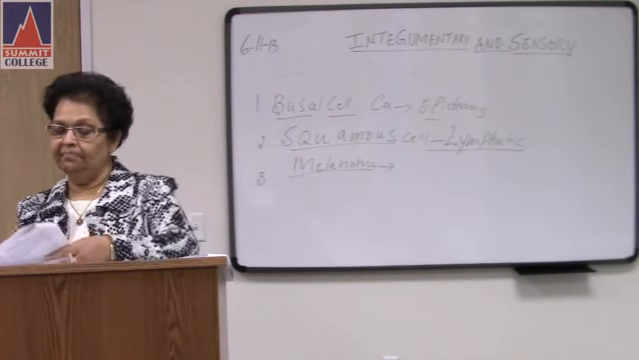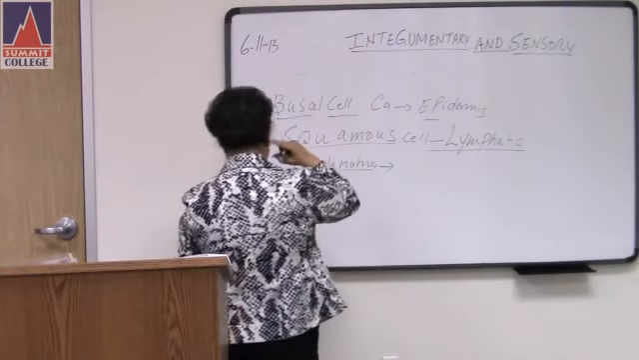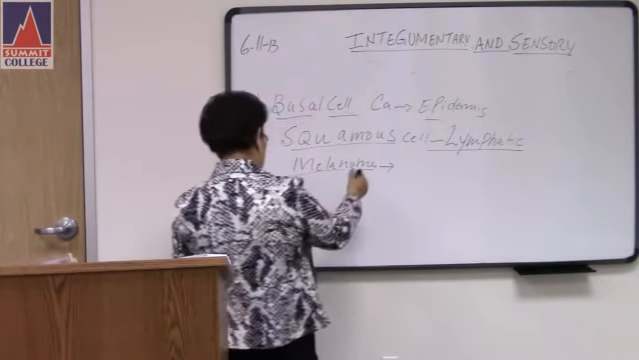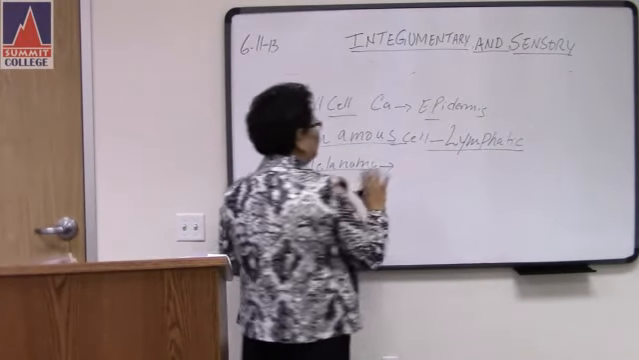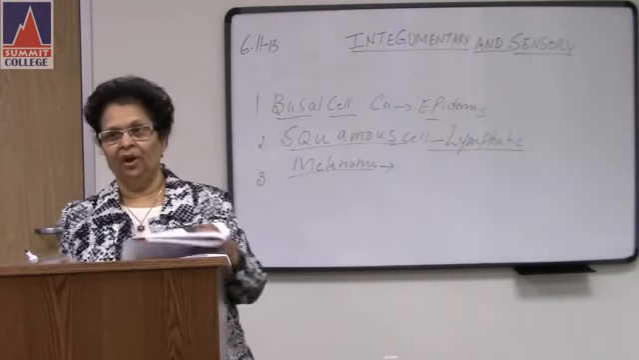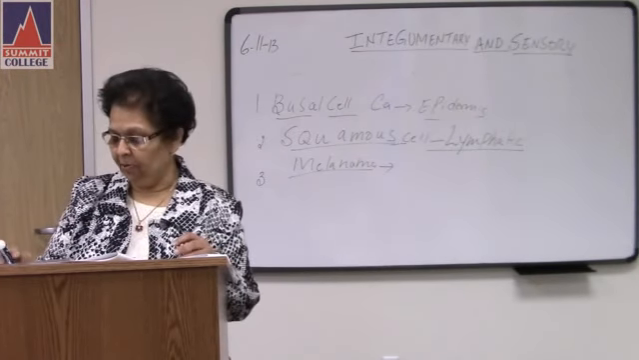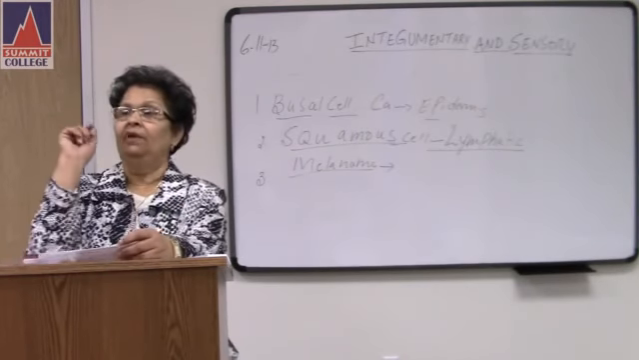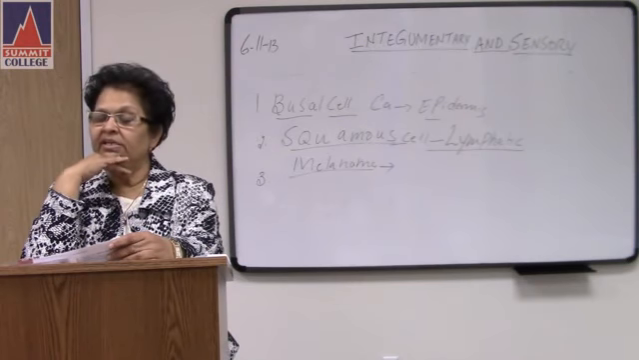When we are talking about basal cell, I said they are mostly on the face and the trunk. Now the second one, squamous, is a little crusty, but they are also cells coming from the epidermis, and they can also spread. But how do they spread? By lymphatic.